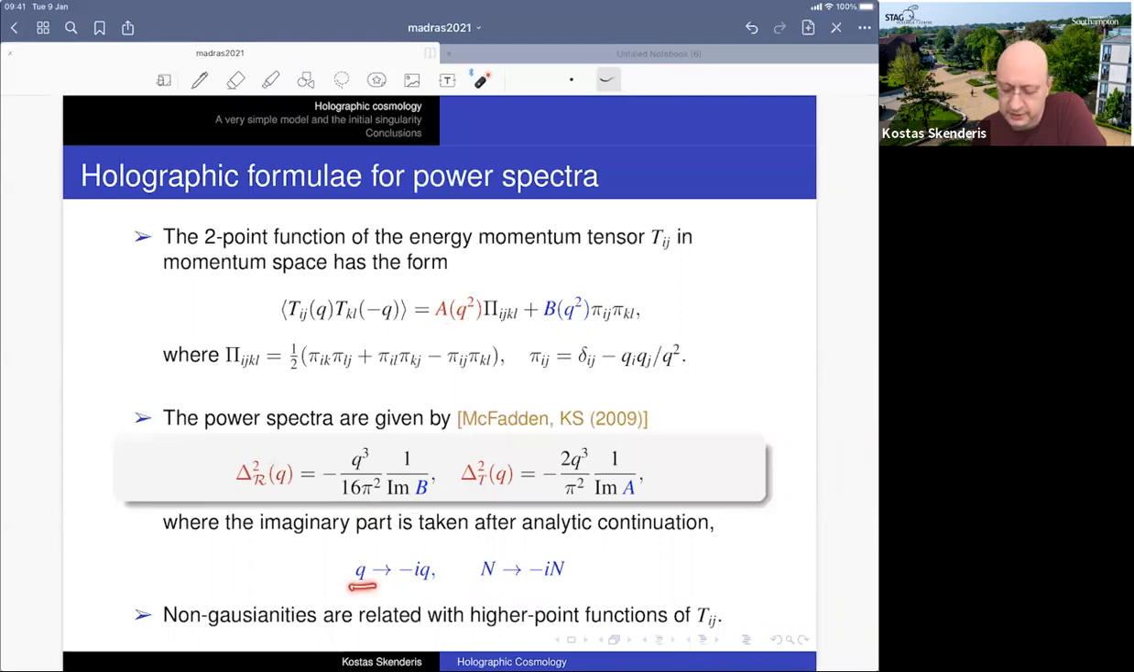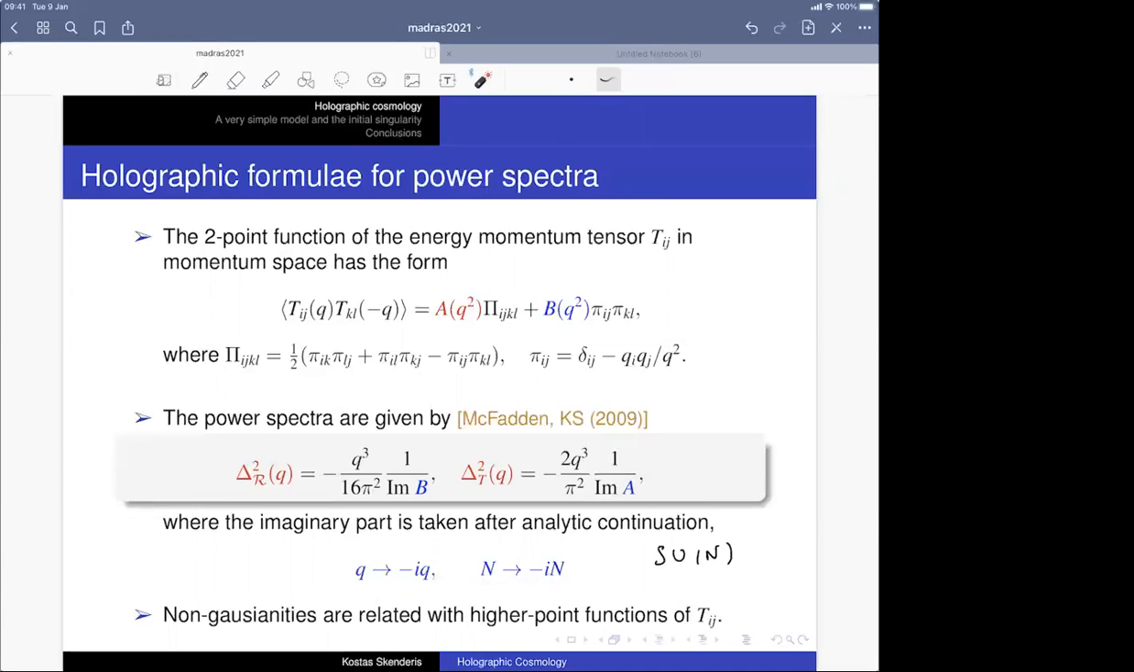So you take the magnitude of the momentum, and then you continue this to the negative imaginary axis. And then if you're considering an SU(N) gauge theory, which is what we will be discussing in this talk, then you also need to analytically continue in the number of colors. So this N is the rank of the gauge group. Now these analytic continuations come from the way this dictionary was derived.